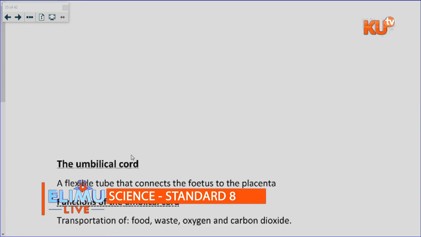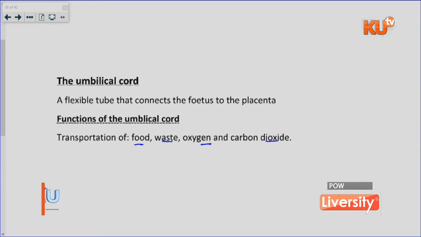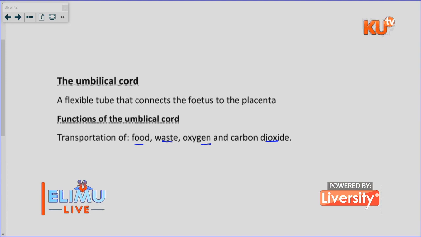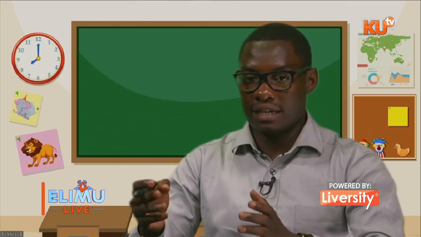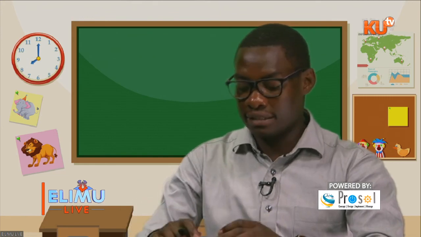Then we also have the umbilical cord, which is a flexible tube that connects the fetus to the placenta. Its function is the transportation of food from the mother to the fetus, and wastes from the fetus to the mother, as well as oxygen and carbon dioxide. Remember, the placenta facilitates the transfer, but the umbilical cord does the transfer.